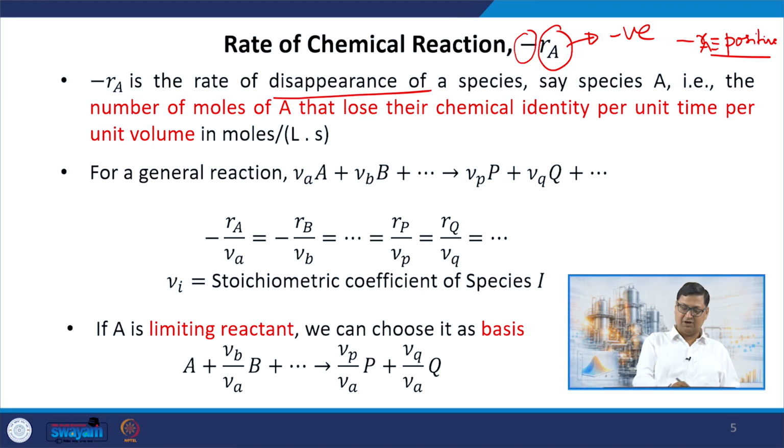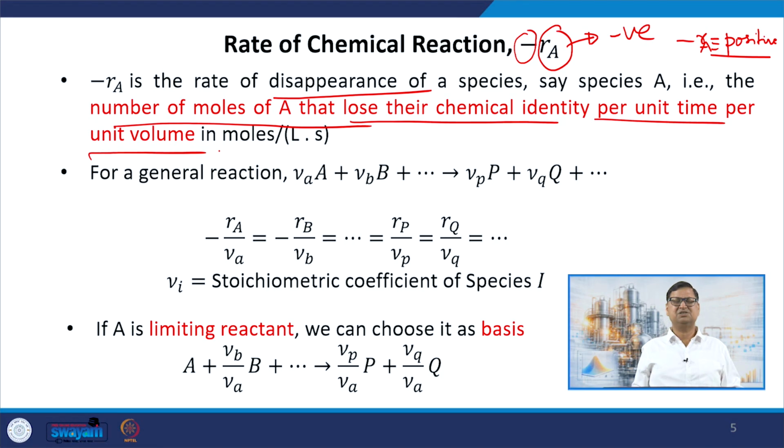It is defined as the number of moles of A that lose their identity per unit time per unit volume, in moles per liter second or whatever units, moles per liter hour and so on, right. Of course, if you have a catalytic reaction, in that case you may choose to define it per unit weight of catalyst rather than volume, and the units will be moles per kg of catalyst per second and things like that. But in general, if the reaction is homogeneous and uncatalyzed, then we use moles per liter second.